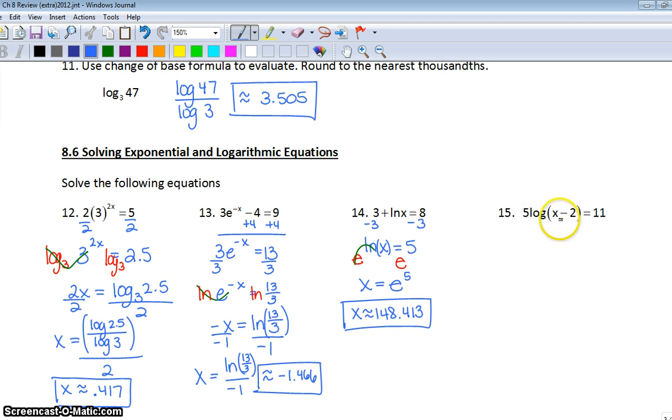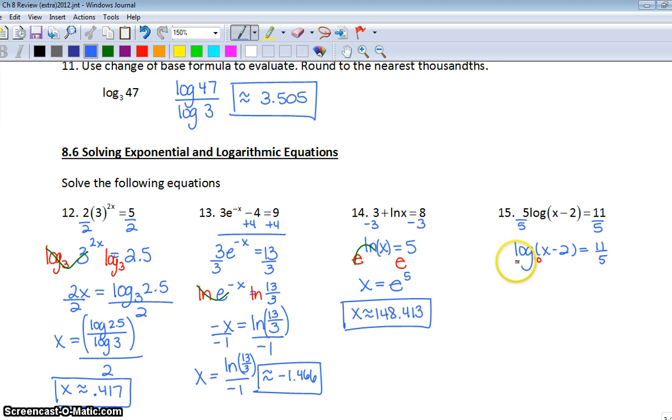Next, we want to get inside there, so we divide by 5. Log of x minus 2 is equal to 11/5. Remember, you can use decimals, you can use fractions, so I'll just leave it as a fraction this time. Even though it doesn't say it, this really has a base of 10.